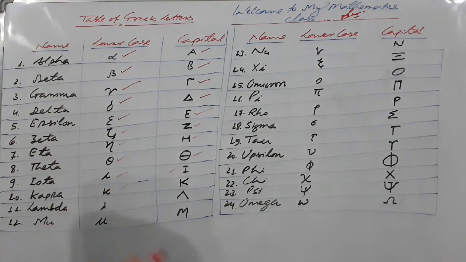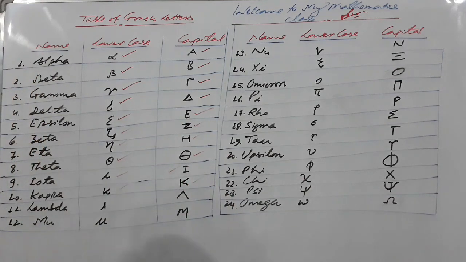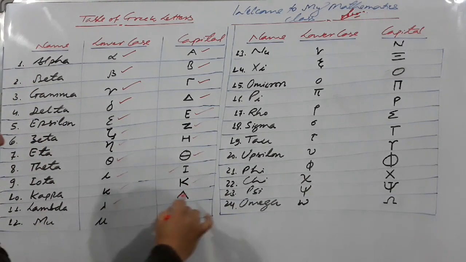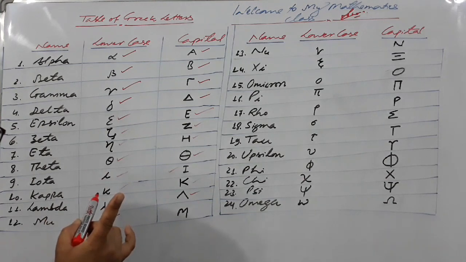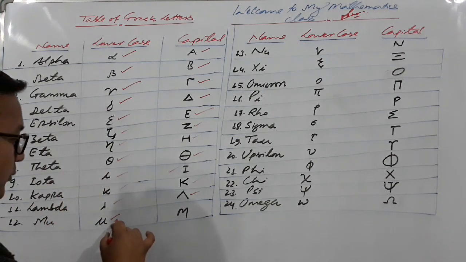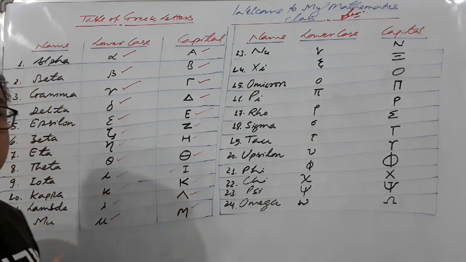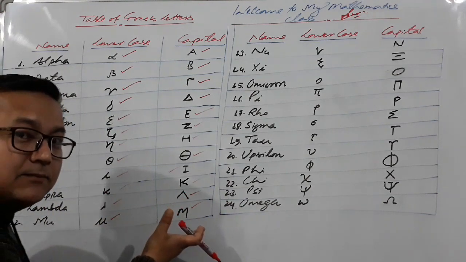And kappa, the small kappa, and this one is a capital kappa, and lambda, and the capital lambda. And there are also two pronunciations for this: mu, small mu, and capital mu, or mu, capital mu.